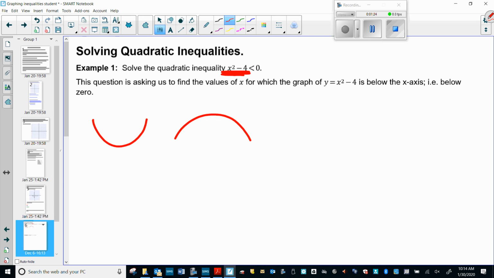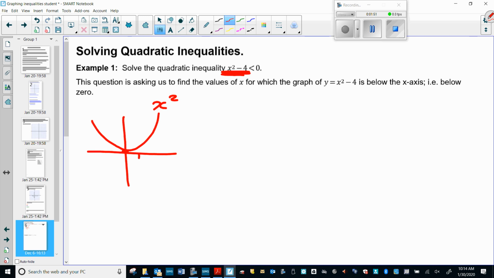Right, so quadratic graphs look like this, yes? These are positively happy ones, so that's when the number in front of the x squared is positive. These are negatively sad ones, when the number in front of the x squared is negative. Remember that? Our basic x squared graph looks like that, and it goes through the point 0, 0.